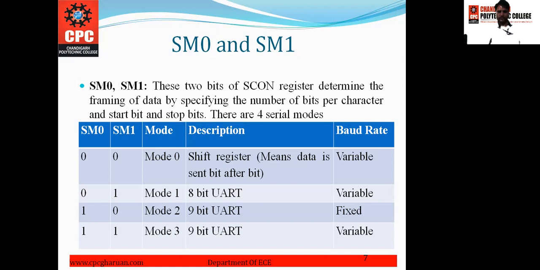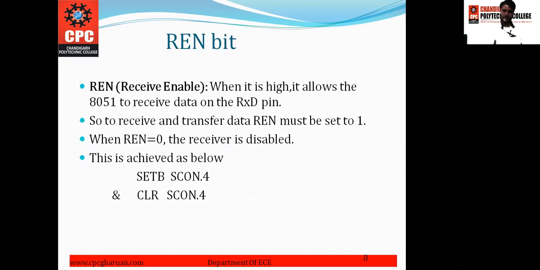And when the serial port operates in mode 2 and 3, here we will use the ninth bit along with the 8-bit data, and in mode 2 the baud rate is fixed and in mode 3 the baud rate is variable. The ninth bit is used only in mode 2 and mode 3, and for mode 2 the baud rate will be fixed and for mode 3 the baud rate will be variable.